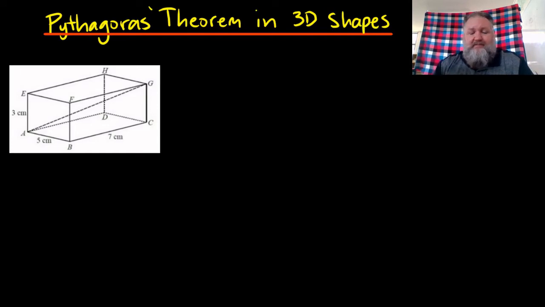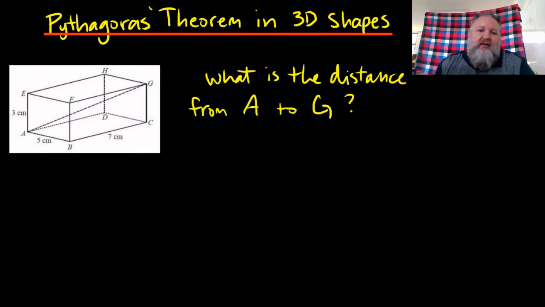We have a distance that we are asked to find. We are being asked here to find the distance from point A, which is down here, all the way up to point G. So, in order to do this, we're going to need to go multi-step. This will be a multi-step problem. We're going to need to find another distance to help us along the way.